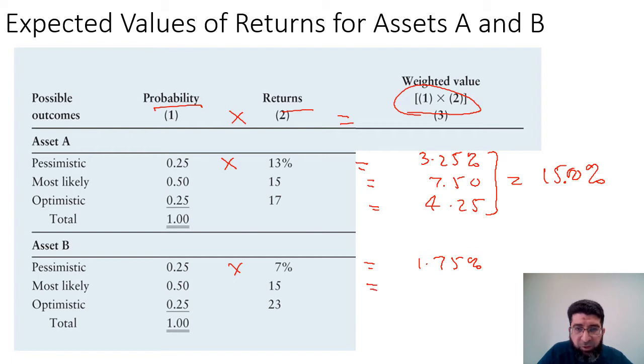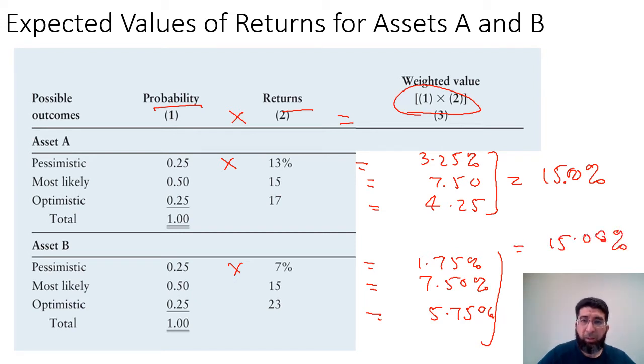For this most likely case, we will have 7.5%, and then for the optimistic, we will get 5.75%. The total will be equal to 15% again. So let's put it in a formal form.